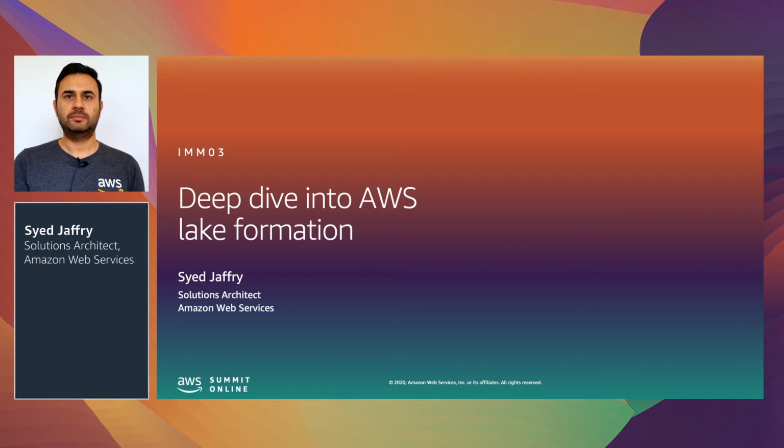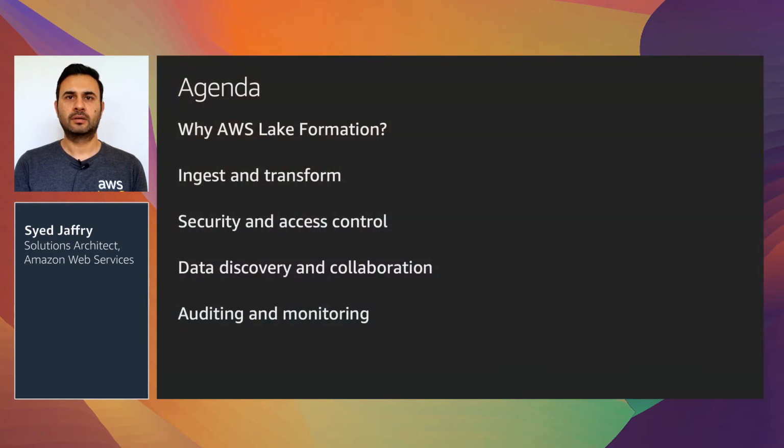Today we're going to dive deep into AWS Lake Formation. Let's cover what we're going to look at. We're going to look at why AWS Lake Formation exists as a service and what problems it solves. We'll look at ingest and transform capability within AWS Lake Formation. We'll look at security and access control. We'll look at data discovery and collaboration. And finally, we'll look at auditing and monitoring capabilities within AWS Lake Formation.